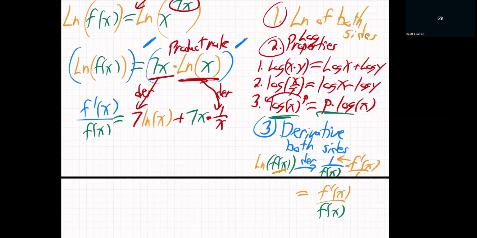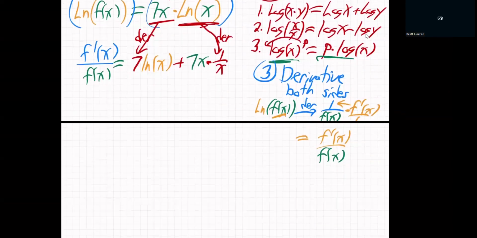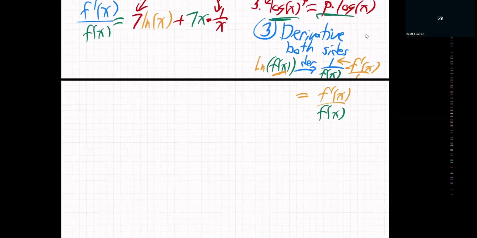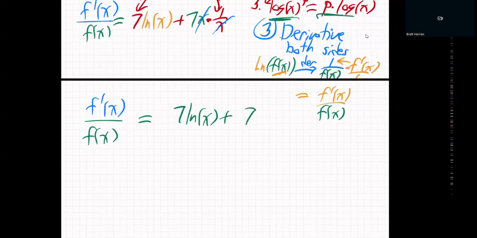So that makes sense. I just did the product rule, which means they took turns. The 7x went first, his derivative was 7, the second one just sat there. Then the first one sits there, and the derivative of the second one, natural log x, is 1 over x. We can clean that a slight bit, not much. Basically, these guys can cancel. That's pretty much it. So we have f prime of x over f of x equals 7 natural log of x plus just 7, because these x's canceled there.